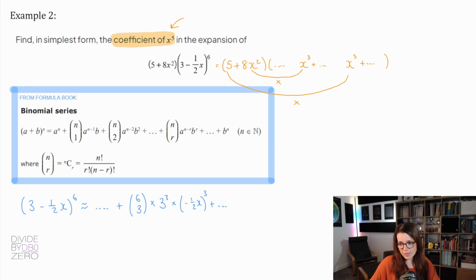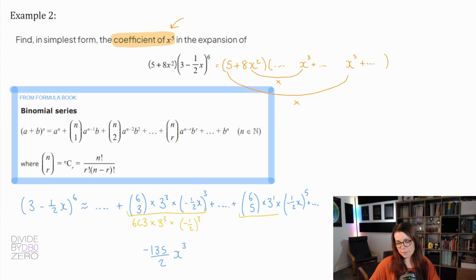And then the other interesting one is 6 choose 5 times 3 to the power of 1 times minus a half x to the power of 5. That will give us our x to the power of 5 term. Let's work these out, simplify them. So in the calculator, we can type 6 choose 3 times 3 cubed times minus a half cubed, and that gives us minus 135 over 2 with our x cubed.